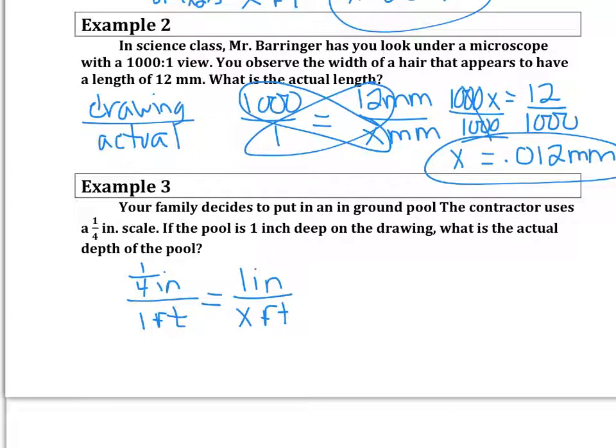So a couple different ways you could do this. For this one, I'm going to figure out what multiplies by 1/4 to get to 1. And I know that it takes 4 quarters to get to 1 whole. So I would need to multiply by 4 in the numerator. And then whatever I do in the numerator, I must also do in the denominator. And that tells me that my answer would be a depth of 4 feet. So if you wanted to use cross multiplication, you absolutely could. That's not a problem, but this was just showing you with another method. Okay, let's look down below.